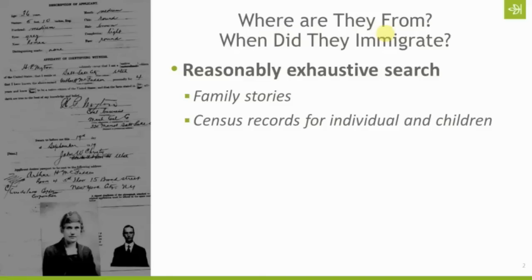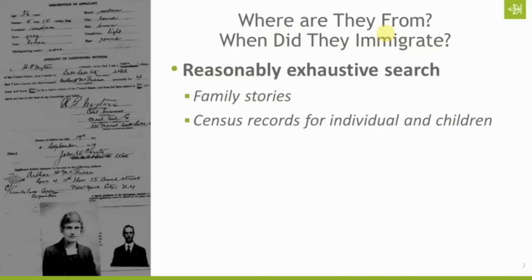The other question you've got there is, when did they immigrate? Starting in 1900, the census records actually list the year of immigration. 1900 through 1930, every federal census lists the year of immigration. That's great if your family came or was living in the United States after 1900.